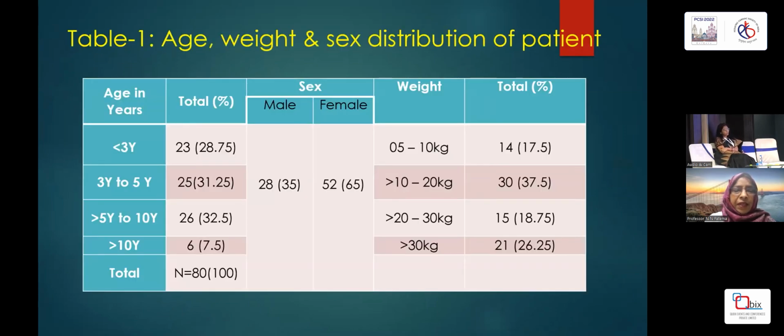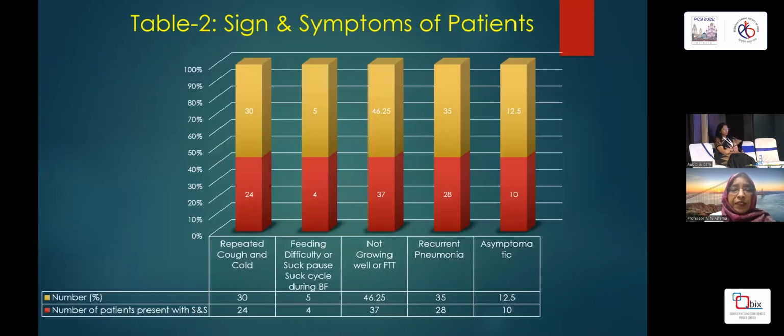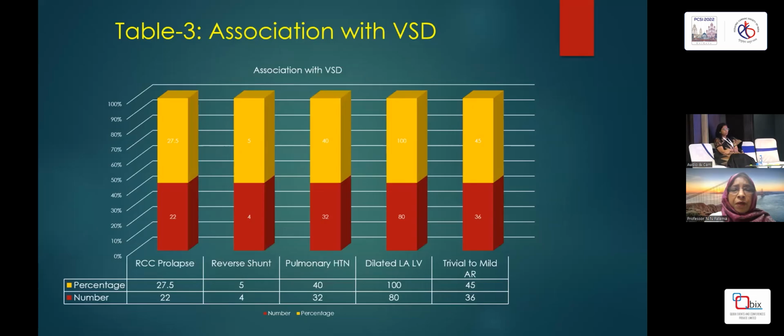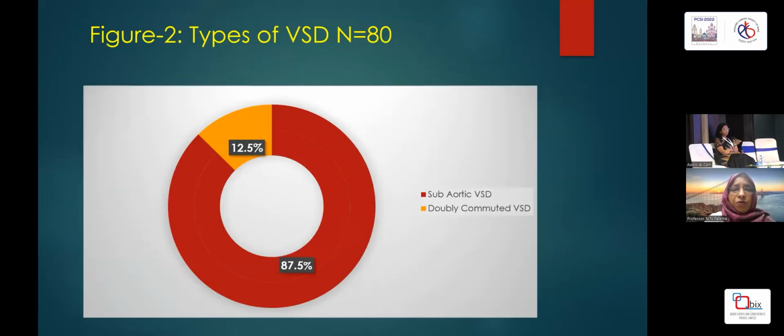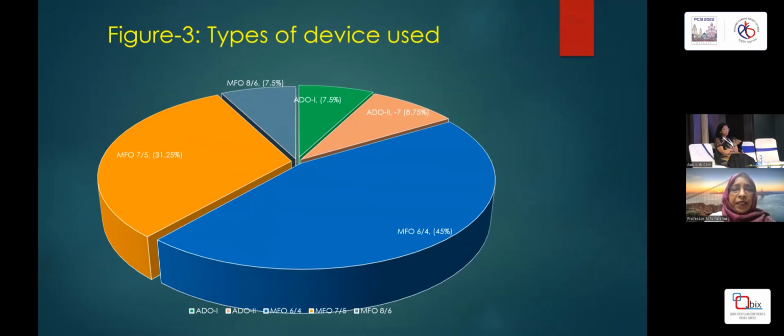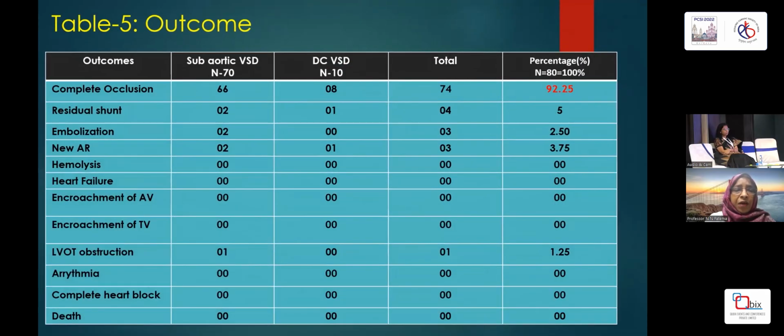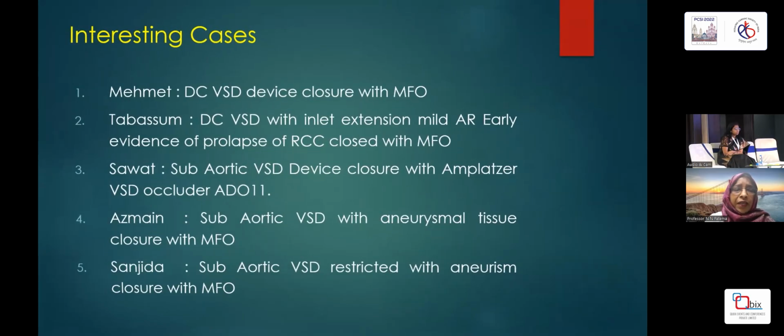The age group is 3 to 5 years, and weight is 10 to 20 kg. About the outcome, I'm going to my outcome slide now. You will see that complete occlusion was achieved in 66 out of 70 in subaortic VSD, and in 88 in doubly committed, so about a 92% success rate. LVOT obstruction was 1. Embolization was 2 in subaortic VSD, and there was no other complication like arrhythmia, shock, etc.